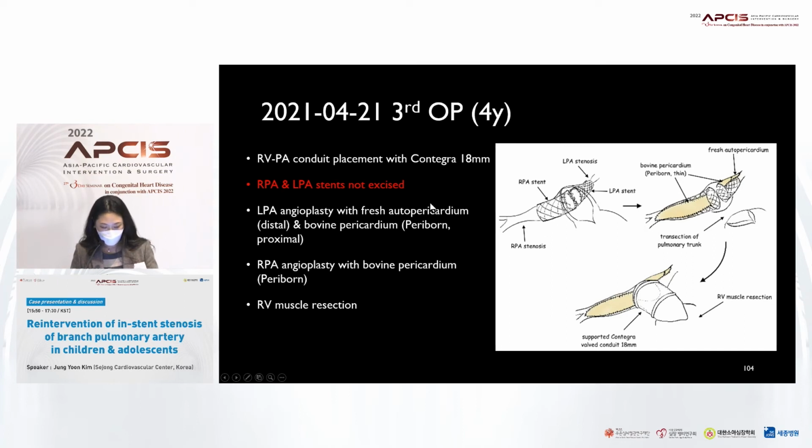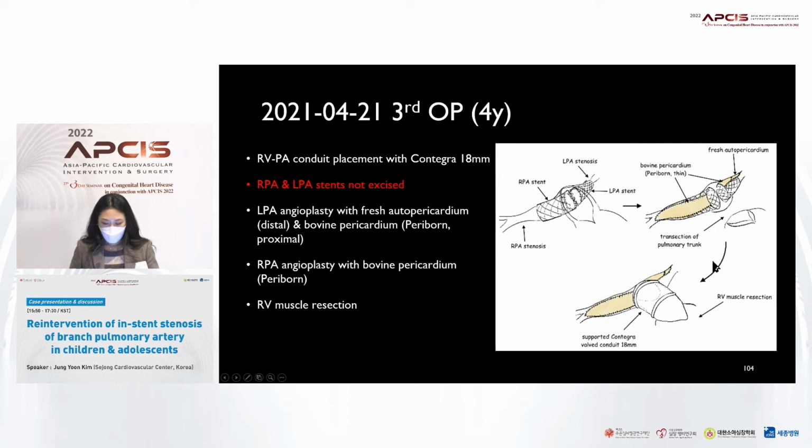surgery in this patient. So we underwent RV to PA conduit placement with an 18 millimeter Contegra, and the RPA and LPA stents were transected longitudinally, maybe as the picture shows. LPA angioplasty was done with fresh autopericardium on the distal part and bovine pericardium on the proximal part, and RPA angioplasty with bovine pericardium, and also RV muscle resection.